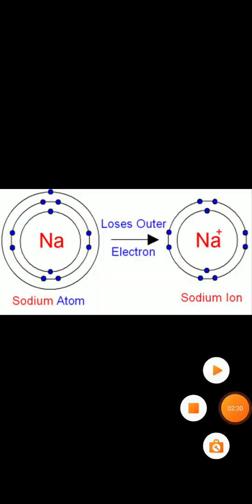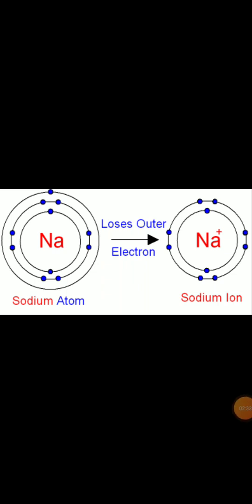And when sodium loses 1 electron, it becomes a sodium ion. Now here you need to remember, whenever any element loses an electron, it becomes a positive ion. Positive ions mean cation. Remember this word, cation. Whenever any element loses an electron, by giving away an electron, it becomes a positive ion, and a positive ion is called a cation.